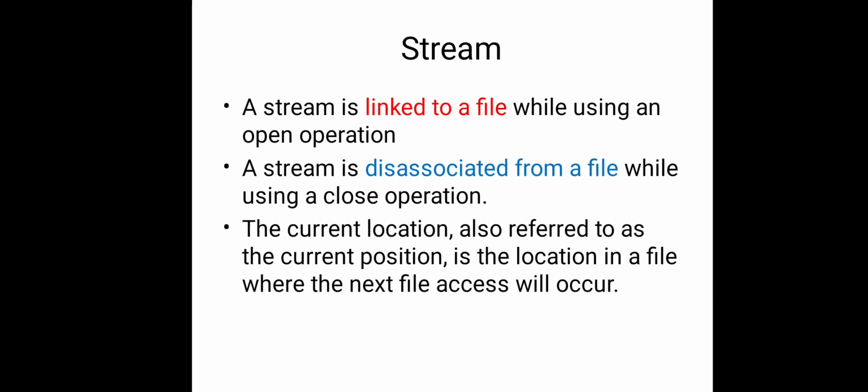A stream is linked to a file using an open operation. Whenever we want to perform an operation on a file, we have to open that file first. Whenever we open a file, the stream gets linked to the file. When will it get disassociated? It gets disassociated when we close the file. The current location, also referred to as the current position, is the location in the file where the next file access will occur. When we are processing the file, the location where the file pointer is, we call it the current location.